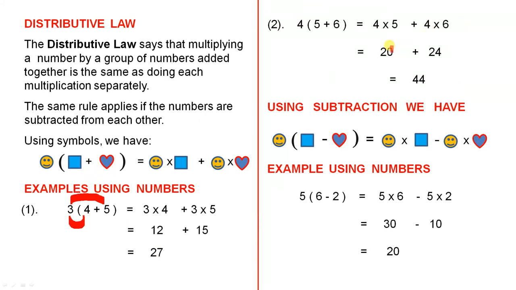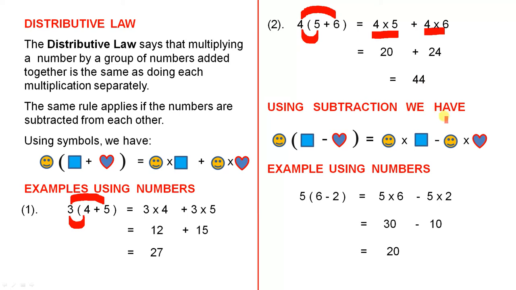Let's do one more example. 4 outside of 5 plus 6. That is 4 times 5, which is that part, plus, because that's a plus sign, 4 times 6. 4 5s are 20, 4 6s are 24, 20 plus 24 is 44.